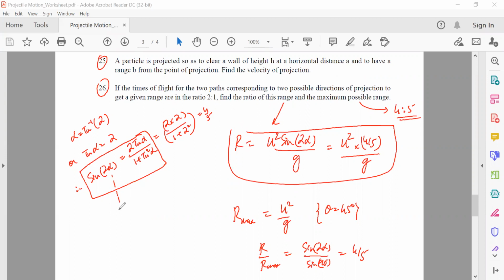Sine 2 alpha is 4 by 5 means that 2 alpha is 53 degrees. So alpha is about 26.5 degrees.